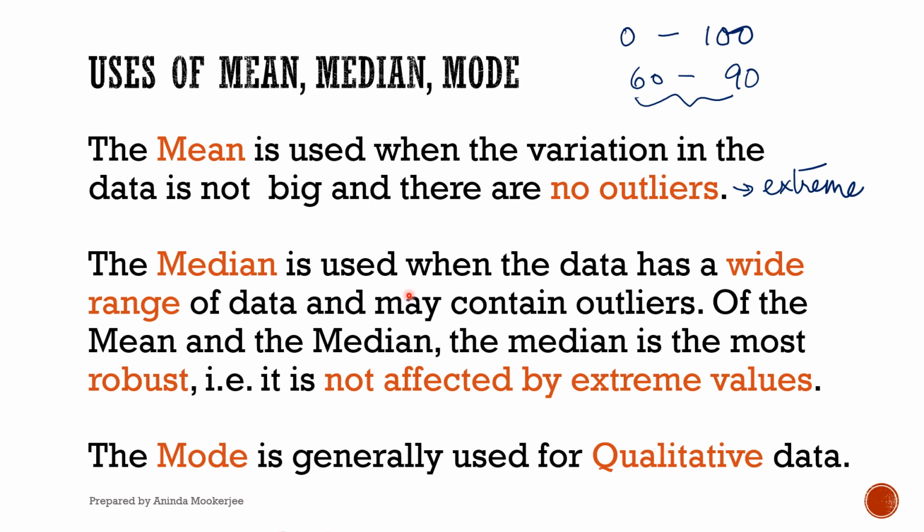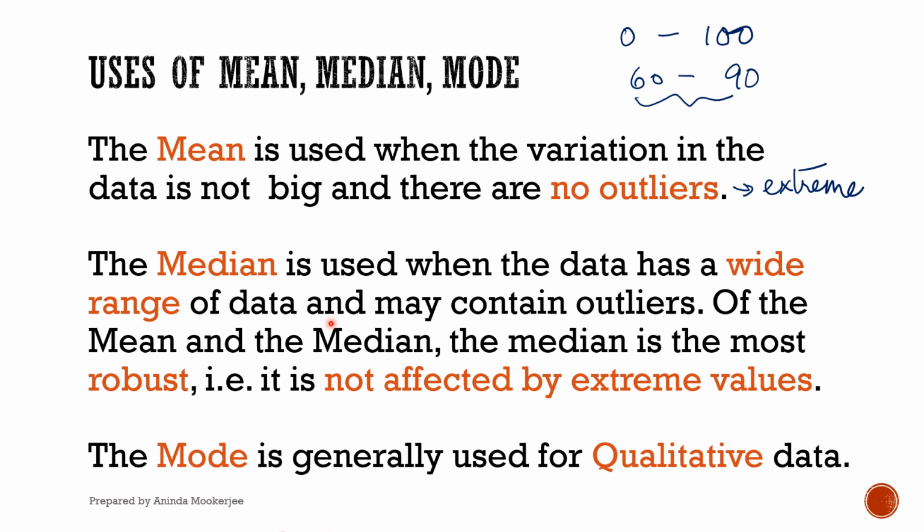The median is used when the data has a wide range of values and may contain outliers. So of the mean and the median, the median is the most robust, and we'll talk about that too. It is not affected by extreme values.